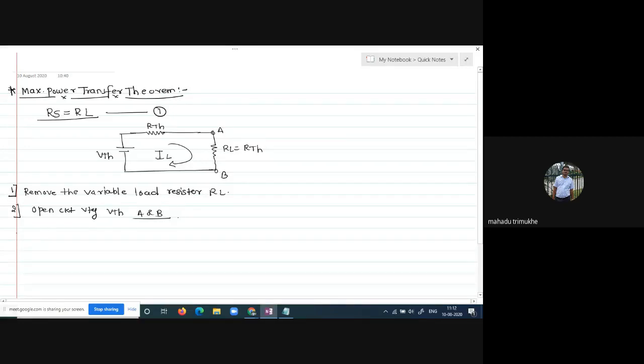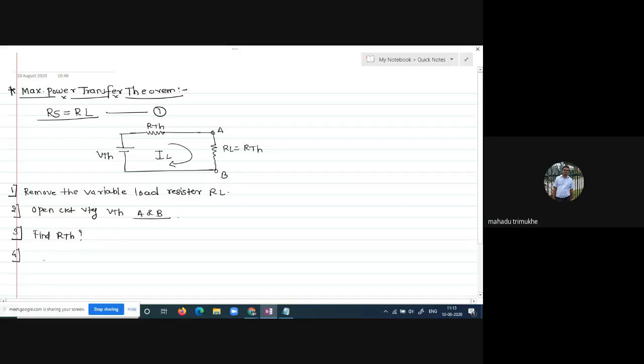Step number three is to find your RTH. How to find RTH? We have already removed the load resistor RL. For finding RTH, all independent sources are turned off. Then, seen from points A and B, you can easily calculate RTH. So now what is step number four?